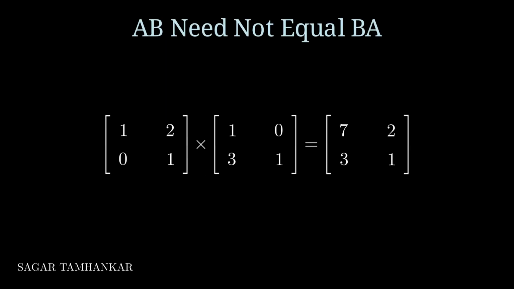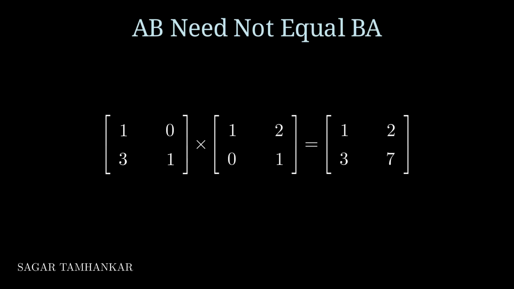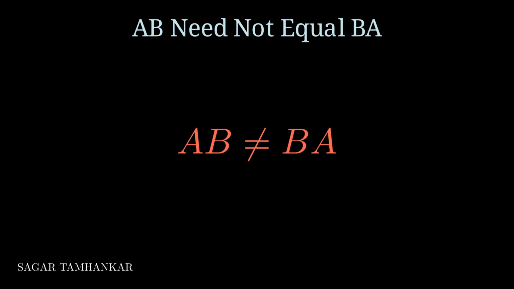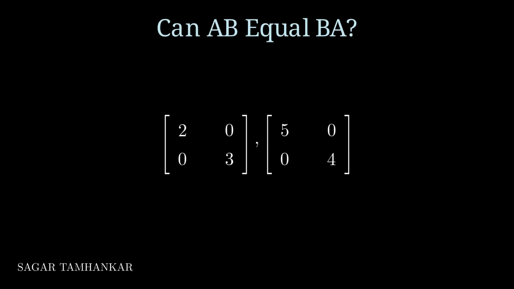Let us calculate AB. Now calculate BA. Therefore, matrix multiplication is generally not commutative. Consider these two matrices. Do you think AB will equal BA? Pause the video and check.